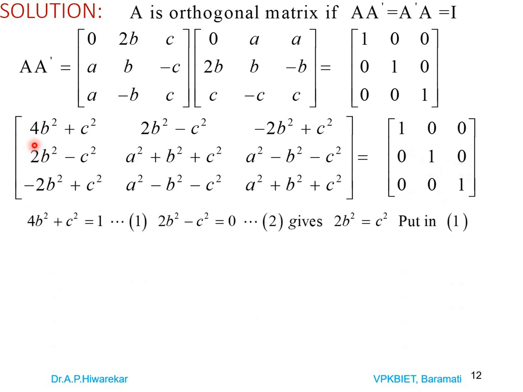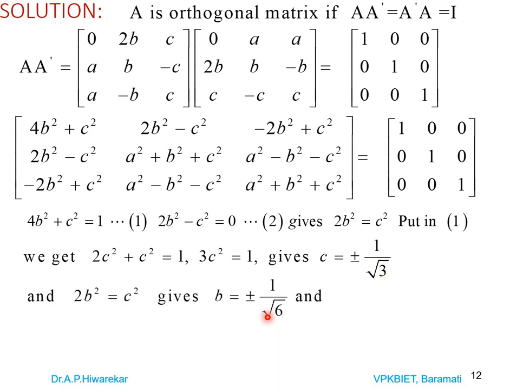So we have 4b square plus c square is 1, and 2b square minus c square is 0 from this. That gives 2b square is equal to c square. If you substitute that value in equation 1, 2b square as c square, so that gives 2c square plus c square is 1, means 3c square is 1. That gives c is plus minus 1 by root 3.